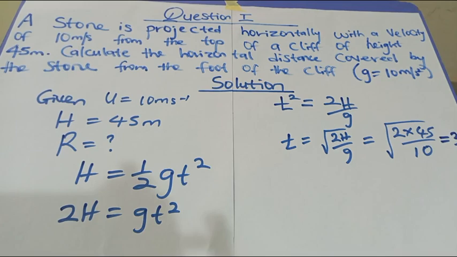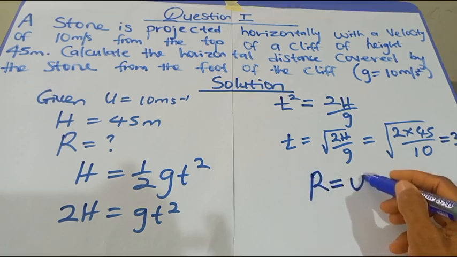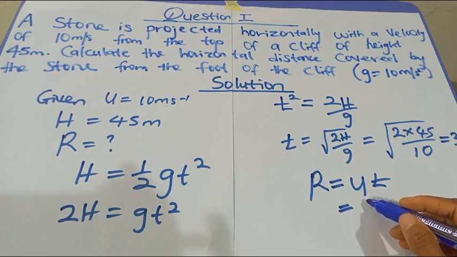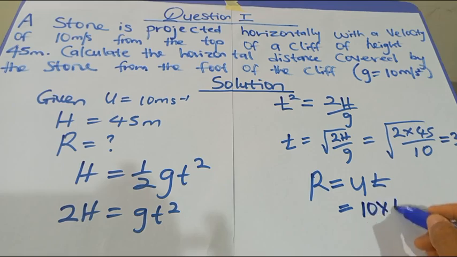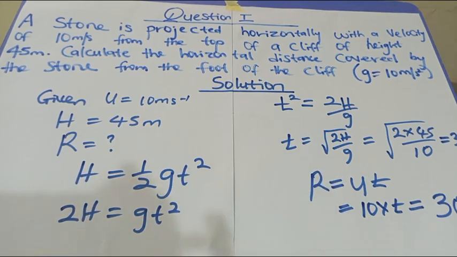For us to get the horizontal distance, we'll now apply the second formula. The range is ut. Remember, range is in meters. It is the horizontal distance covered from the point of projection to the point where the projectile hits the plane again. So u is 10 times t, which is 3, so the final answer is 30 meters. So whenever you see this kind of question, start with this formula and then apply this.